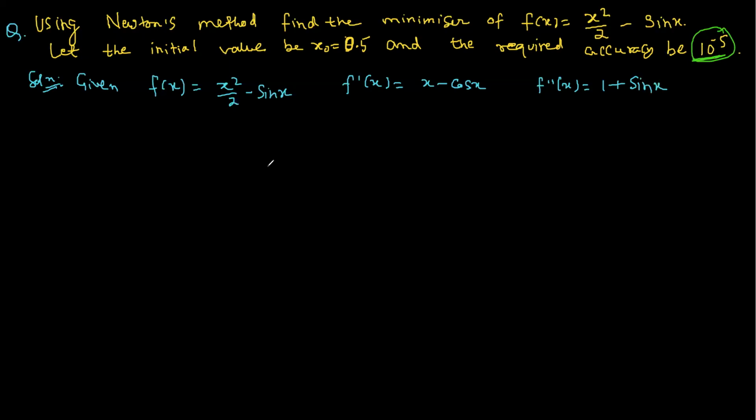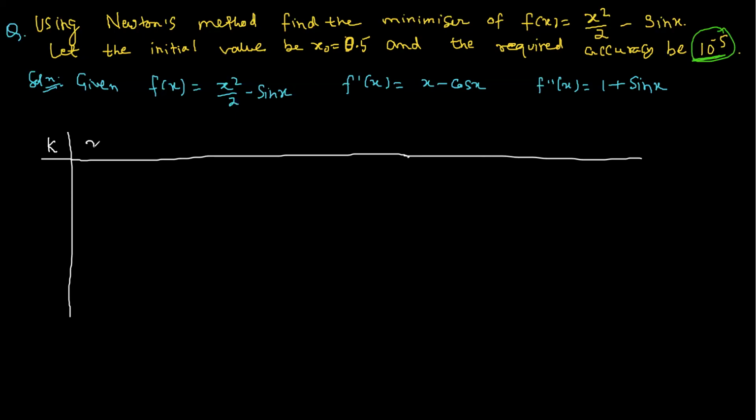Right. And this is f double dash x. Understood? Okay. Create a table like this. Right here xk, then f dash xk, then f double dash xk. Understood?